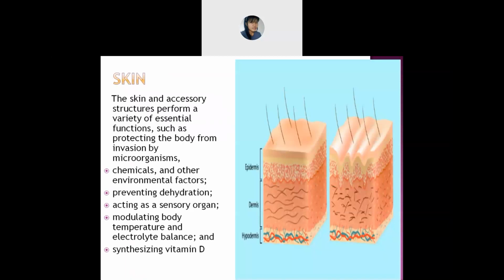So the last is the skin. We have discussed everything like the eyes, your nose, your tongue. Now let us discuss the skin. So with the help of the skin, what can you sense?